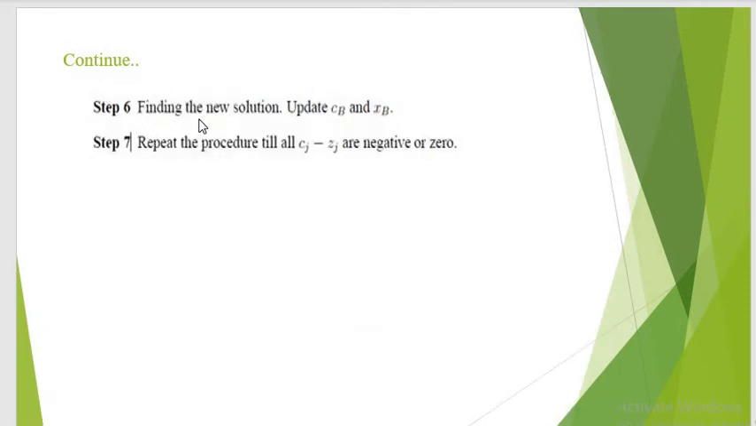In step 6, we will find the new solution and update CB and XB. In step 7, we will repeat the procedure till all Cj minus Zj are negative or 0.